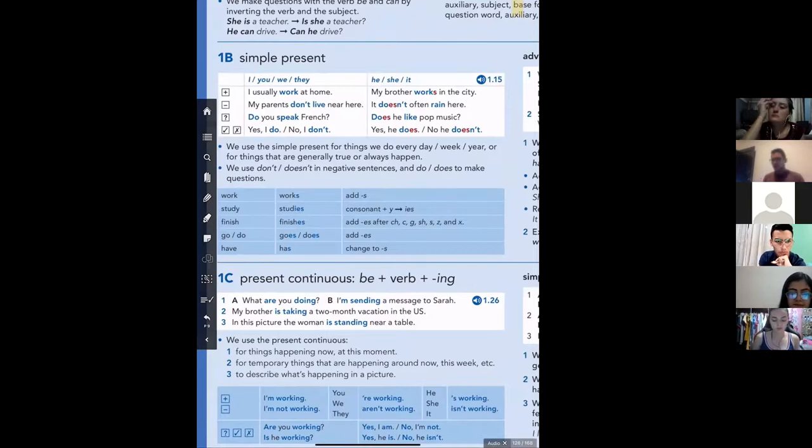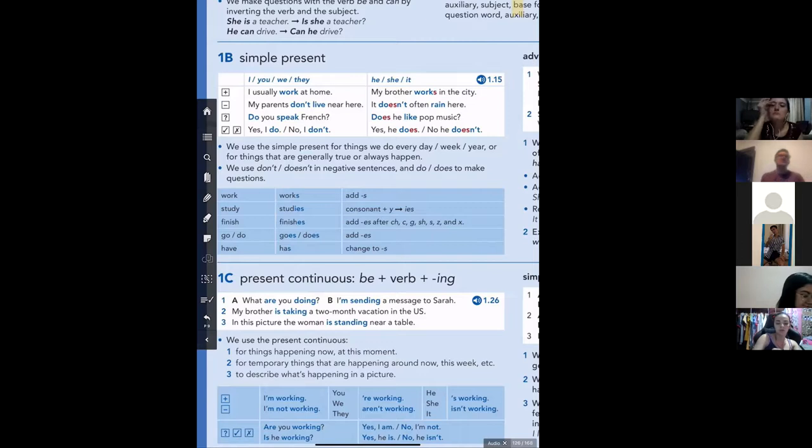We know that we use simple present to talk about usually our daily routines, meaning things that we do every day. For example, I eat breakfast, I take a shower, I go to work, I brush my teeth, I maybe comb my hair. Some of us even drive our car. All those things that you do on an everyday basis. That's what we use simple present for.